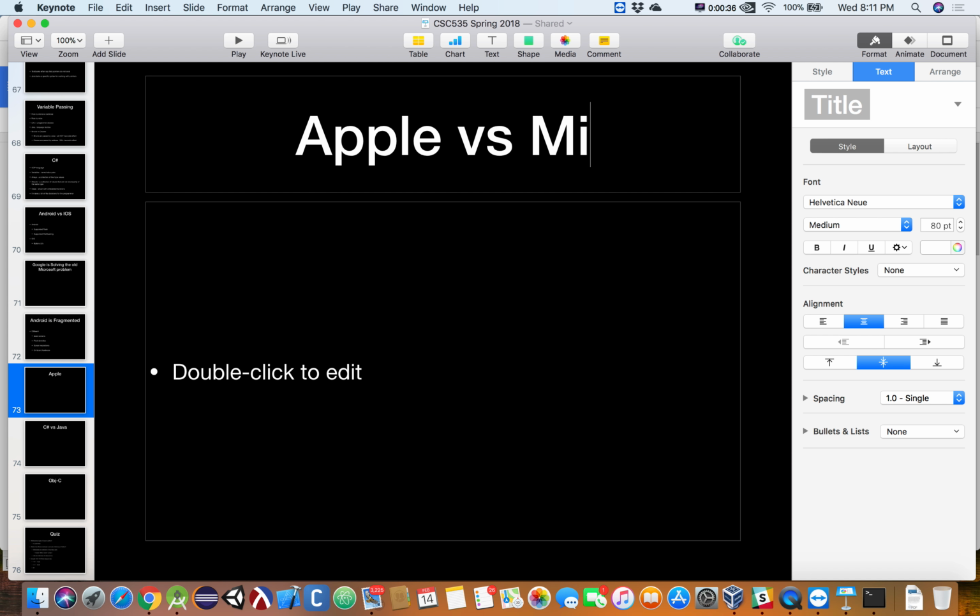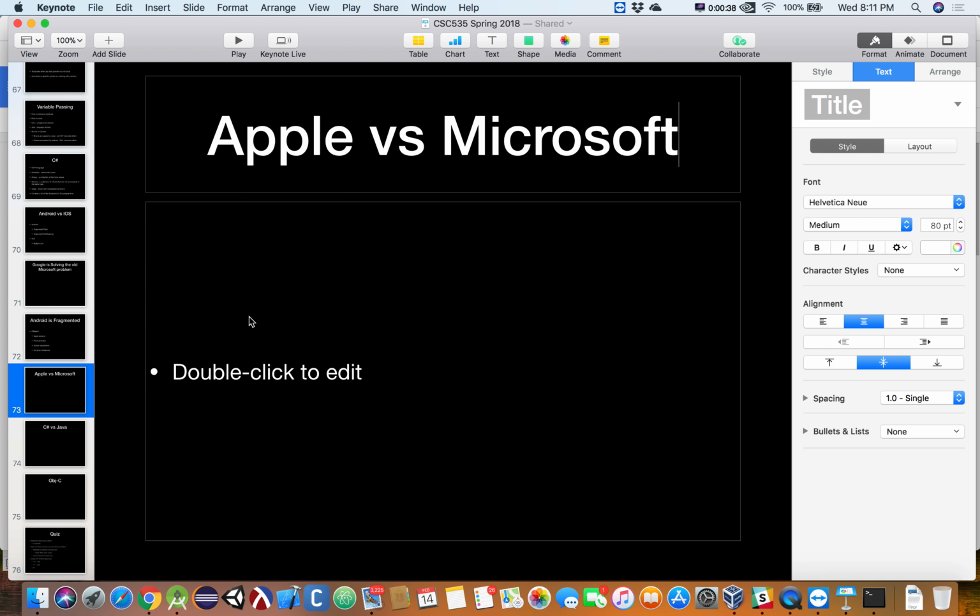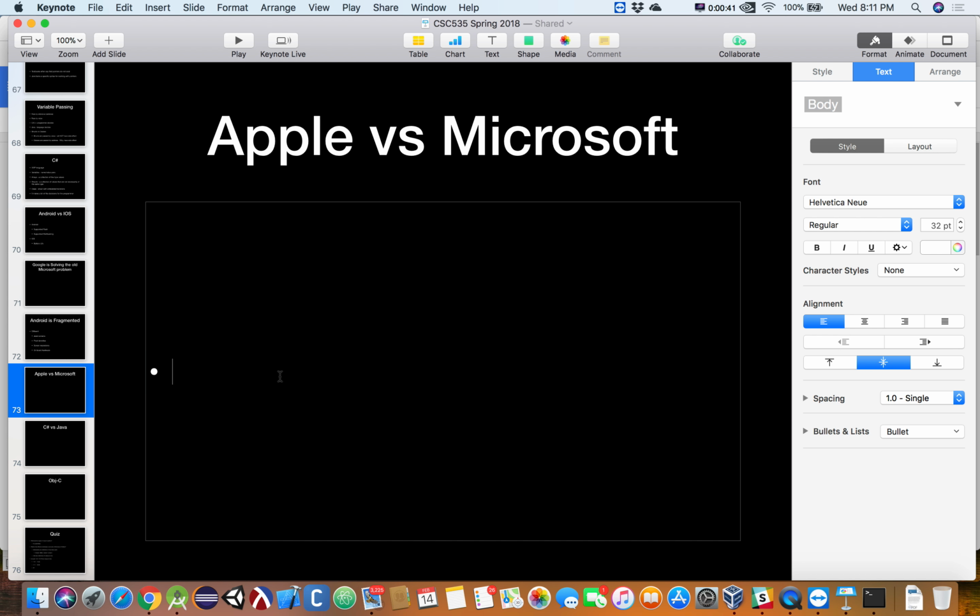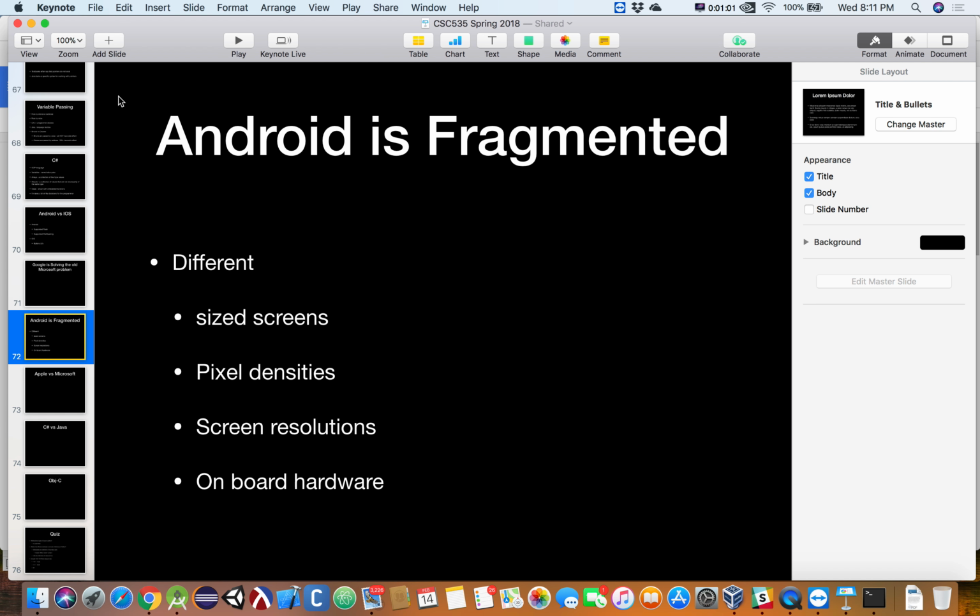So Apple versus Microsoft. All right, so Apple and Microsoft, not friends, right? These guys were kind of enemies with each other for a long time. But in the early days, so let's call it the late 80s, early 90s, even mid 80s, Apple and Microsoft were both young companies. So I'm just going to create a slide here.